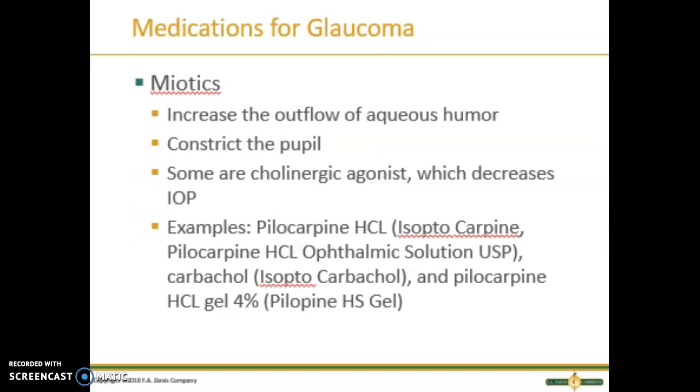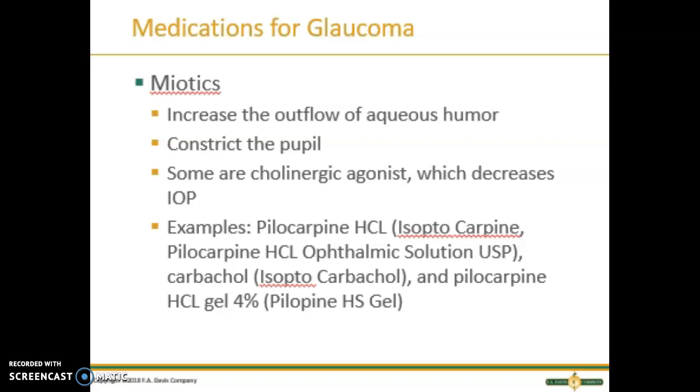So, medications for glaucoma. Medications used to treat glaucoma act by increasing the flow of the aqueous humor and include miotics and prostaglandins. Other medications such as alpha and beta blockers, carbonic anhydrase inhibitors, and osmotic diuretics decrease the intraocular pressure by reducing the flow of the aqueous humor and by reducing the amount of aqueous humor.